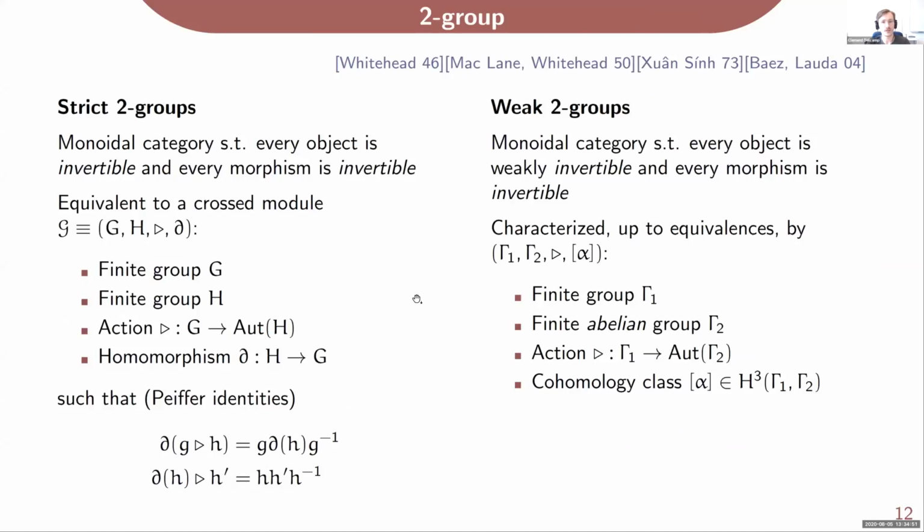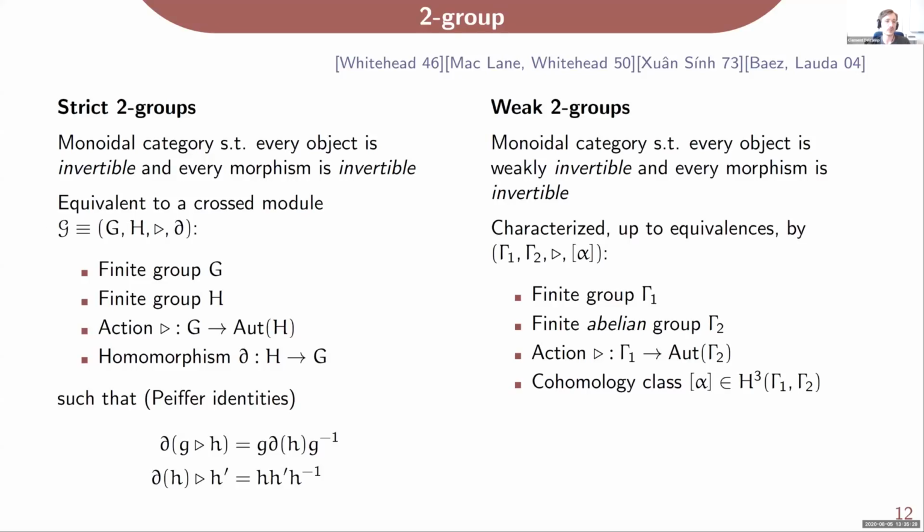So more explicitly, I said the input was a two group. So actually, we have two possibilities when we say two group. We have strict two groups or weak two groups, where strict and weak refer to the category theoretical formulation, not terminology. So a strict two group can be succinctly defined as a monoidal category such that every object is invertible and every morphism is invertible. So this definition is nice and compact, but it's not very practical.